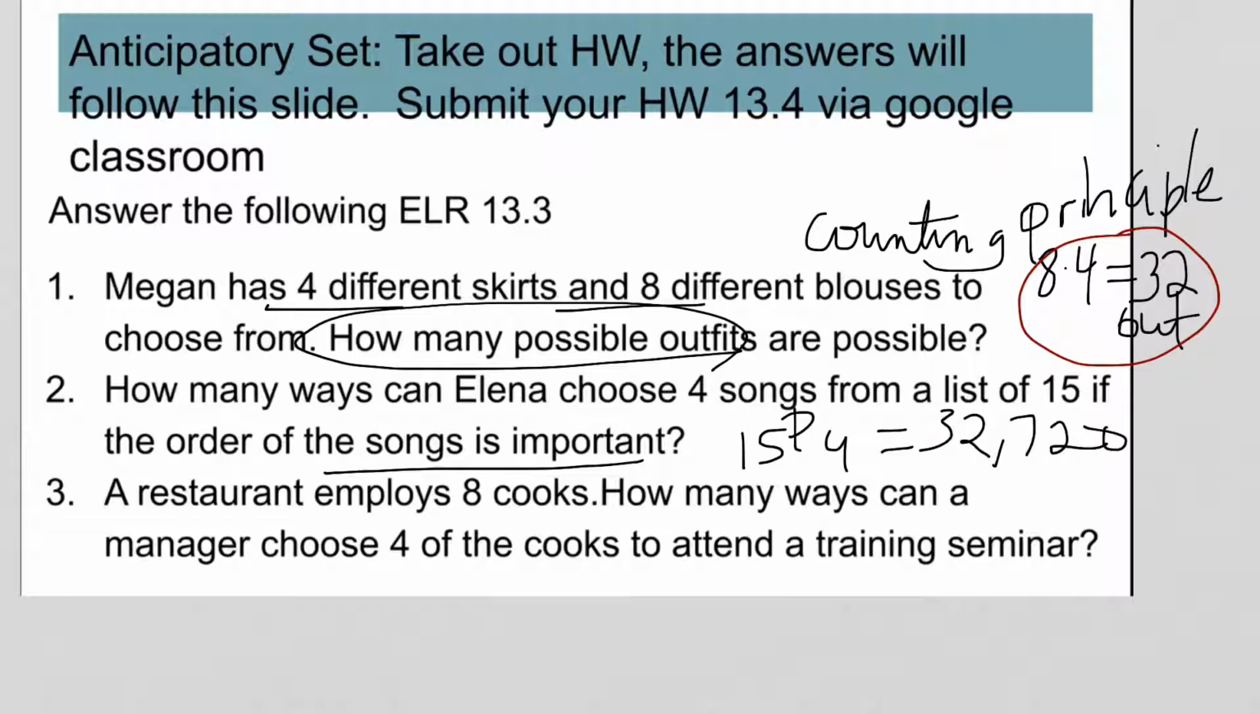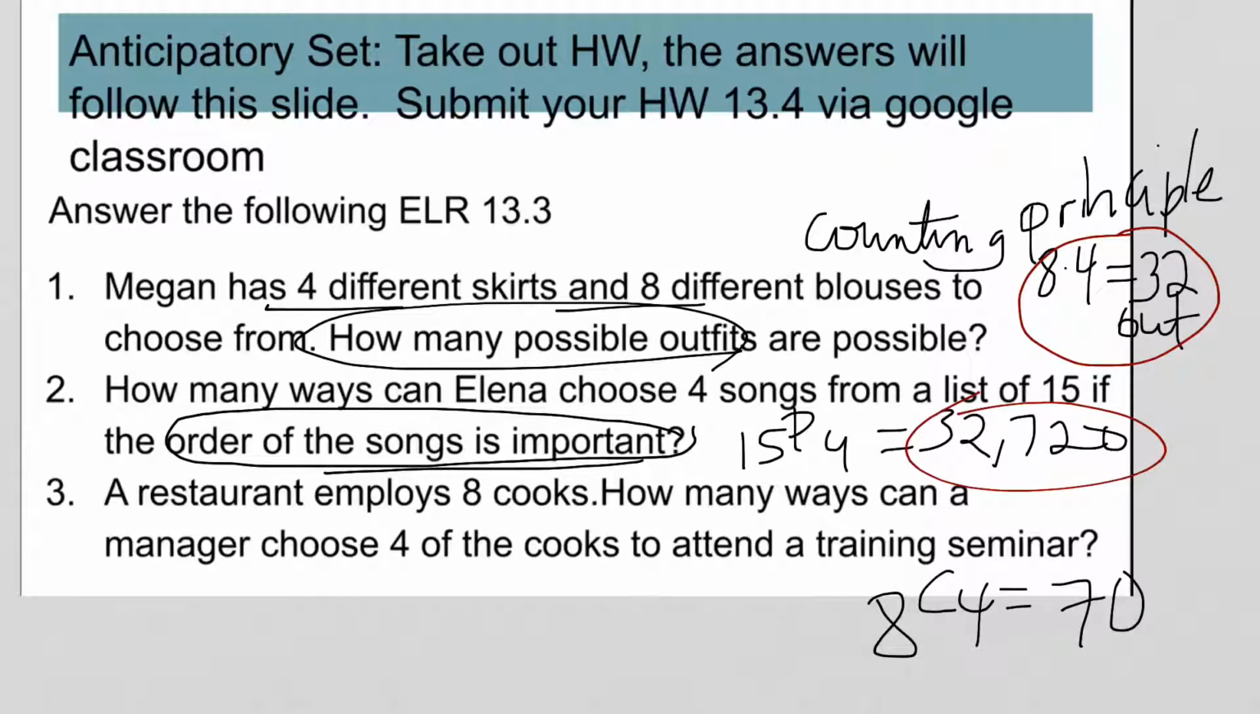For number two, how many ways can Elena choose 4 songs from a list of 15 if the order of the songs is important? So order is important. Order is important for permutations. So we're going to take a permutation of 15, taking 4 at a time. You plug that into the calculator like I showed you, and you get the answer of 32,720.